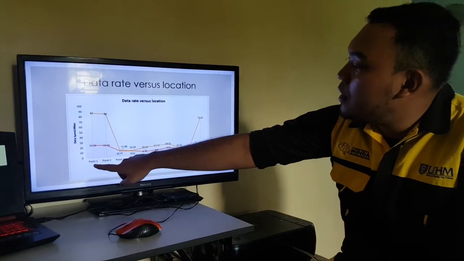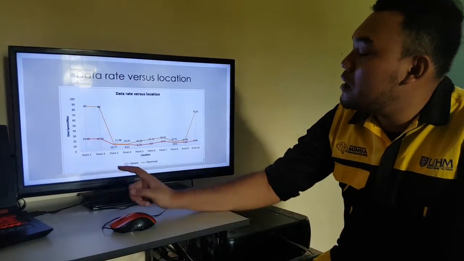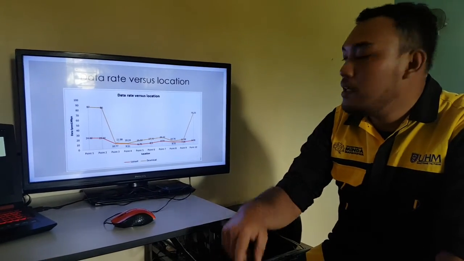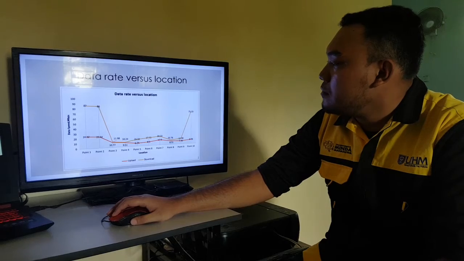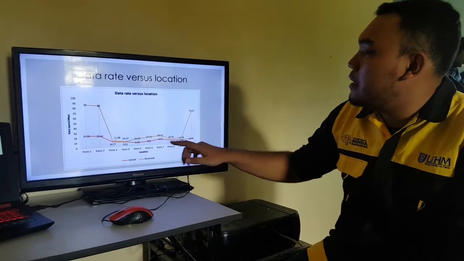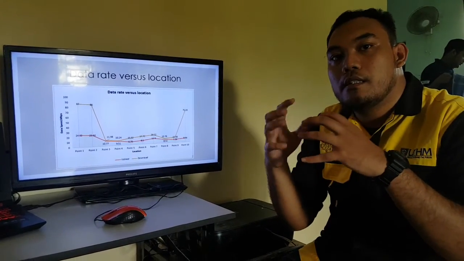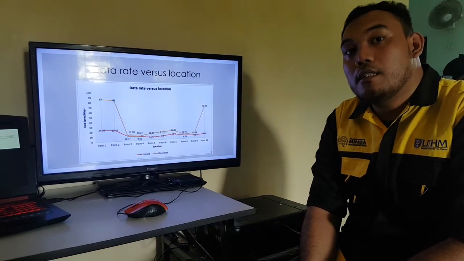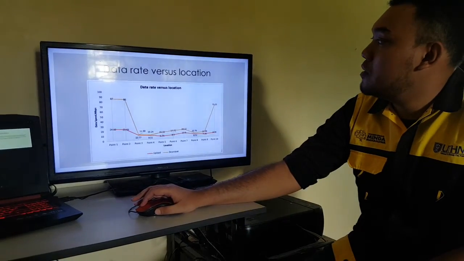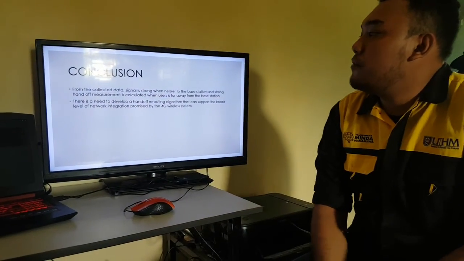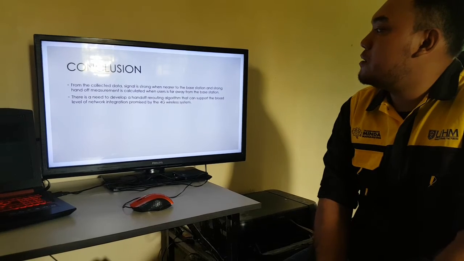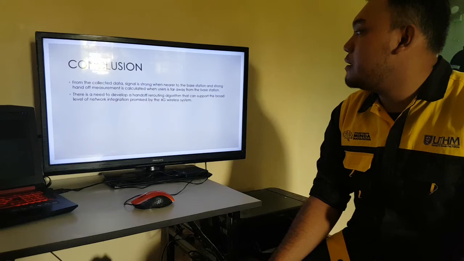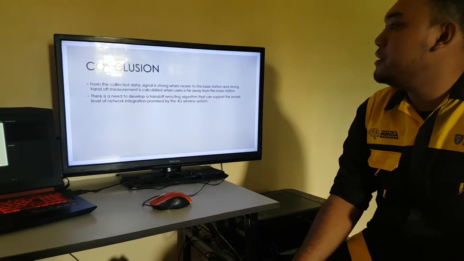We can see that points 1 and 2 were near the first base station. So at point 3 to point 8, there is a transition of the signal strength from base station 1 to base station 2. As the conclusion from the collected data, the signal is strong when the user is near the base station, and the hand-off is measured when the user is far away from the base station.